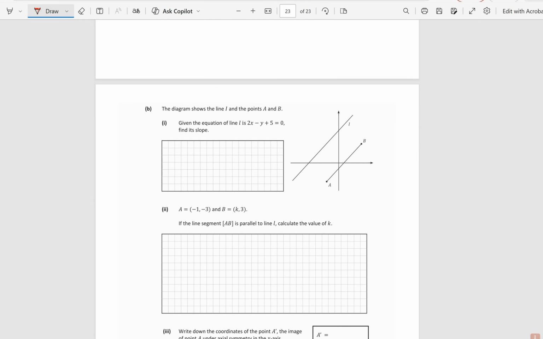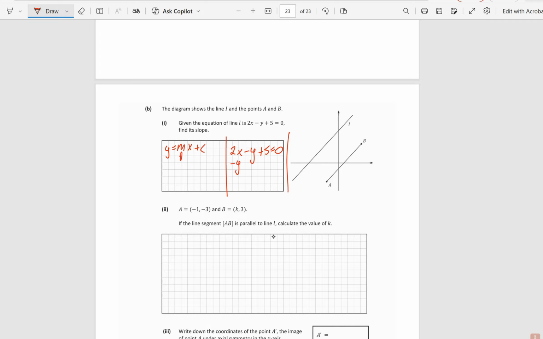Diagram shows line L and points A and B. Given the equation of L is 2x minus y plus 5, find its slope. So we're given the equation, find its slope. Remember, the handiest way is using the formula y equals mx plus c, with m standing for the slope. So we just kind of jiggle this equation around. We can use our stabilizers if you want.